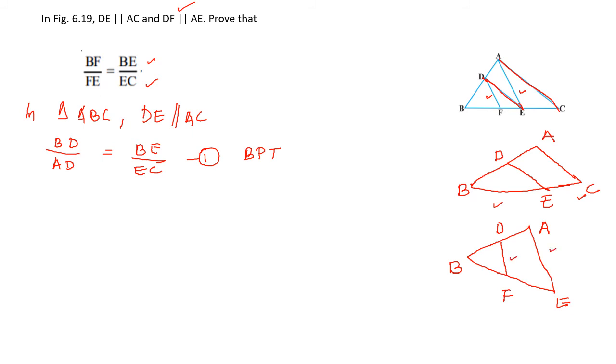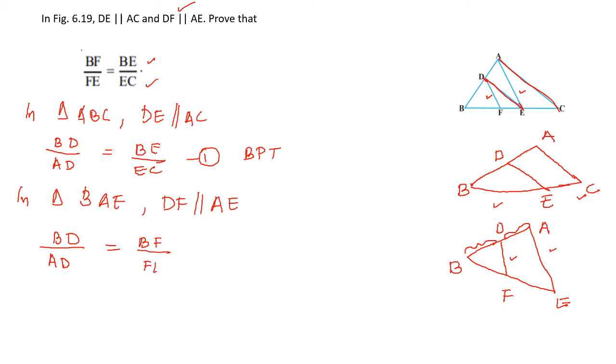So in triangle BAE, what is given? DF is parallel to AE. If DF is parallel to AE, then how can we write BD by AD? BD, that is this portion I am taking, BD, and this is AD. BD, DA or AD, anyway you can write. BD by AD is equal to, the other side I'll get BF by FE. BF by FE. This is my second one, that is also due to basic proportionality theorem.